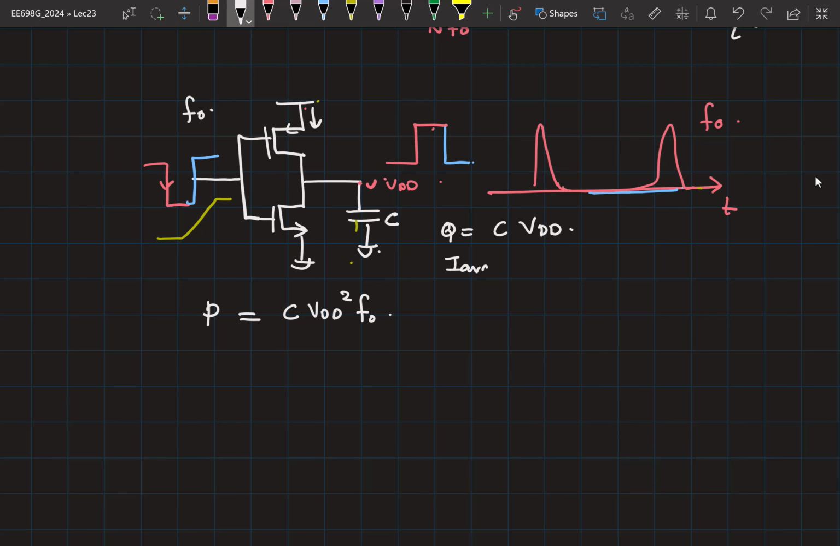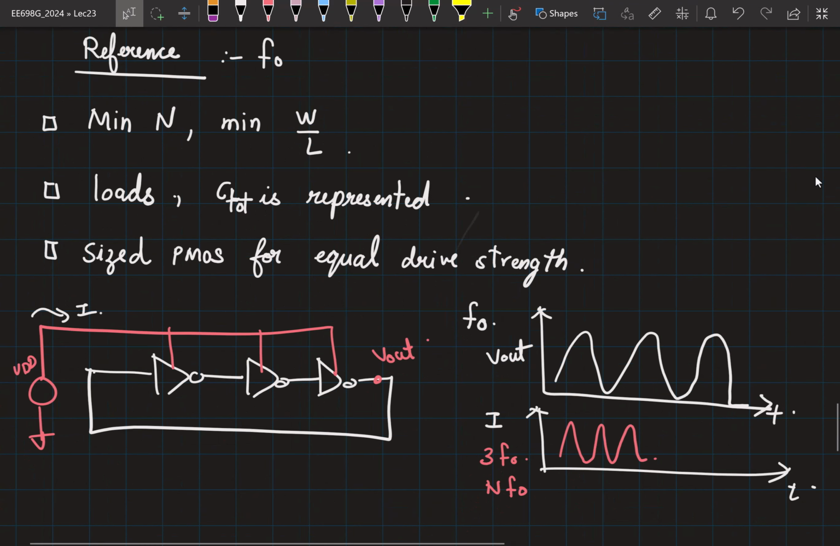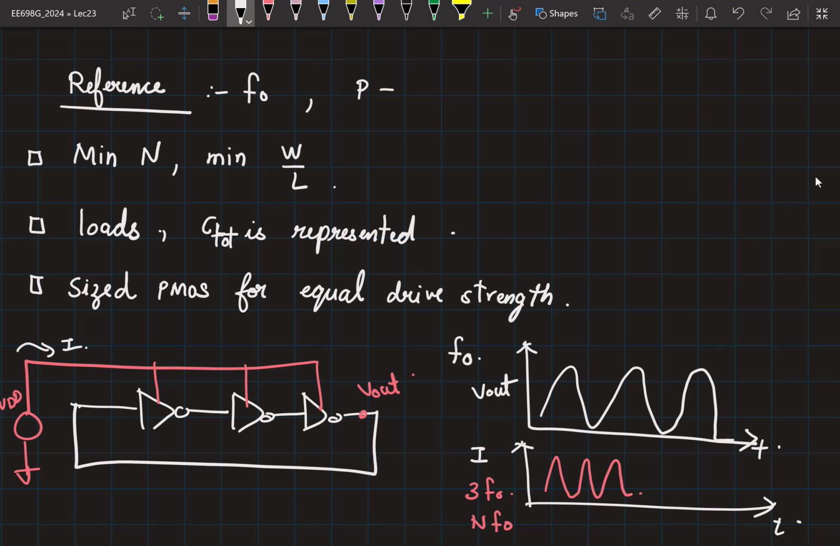Therefore, the average current drawn from the supply is going to be this charge divided by T naught, or this into F naught. So the average power is simply VDD into this, which gives you C VDD square F naught. If one inverter is consuming so much power, what is the power consumption of our reference design? It will be equal to N times C VDD square into F.